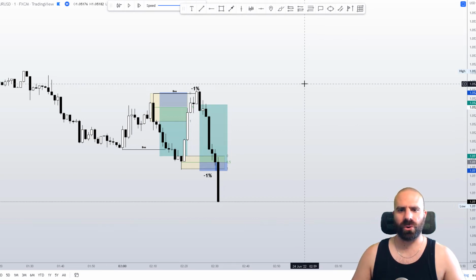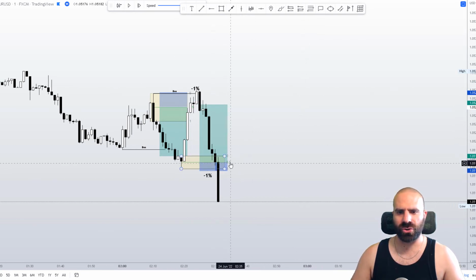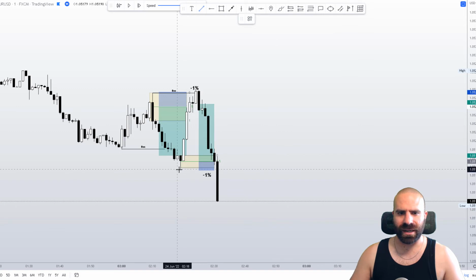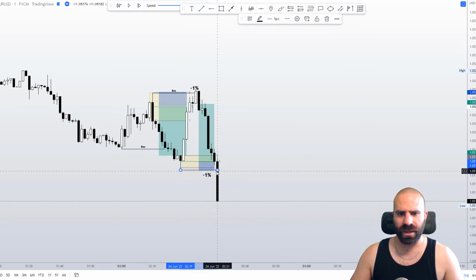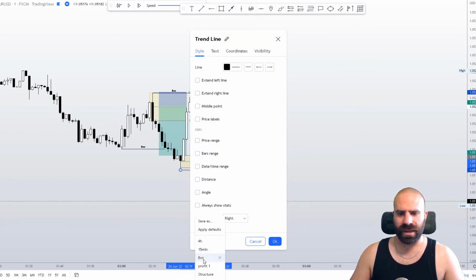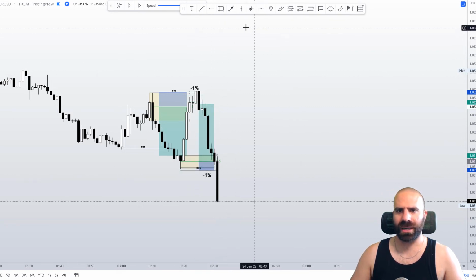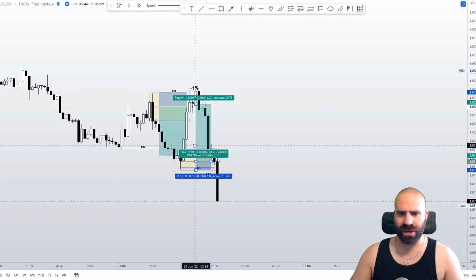So let's move forward. Now we broke this structure right here, and I'm going to make it more tidy, let's say. We broke this structure right here, correct? Correct. So this is another break of structure right here. And now, guess what? We are following the most recent price action.